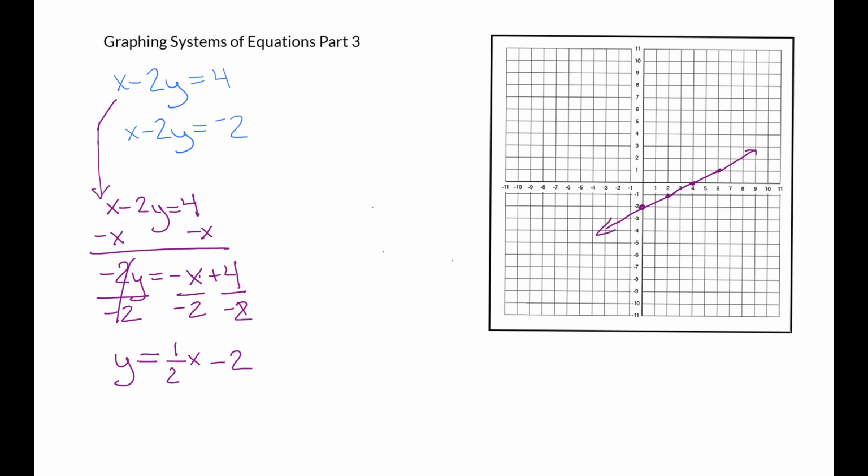All right, then for the second equation, I'm going to work that one out. So I've got x minus 2y equals negative 2. Now, some of you may see how this is going to work out, but if you don't, that's okay. Let's just keep going, putting this in slope-intercept. So I subtract the x from both sides. I've got negative 2y equals negative x minus 2. I'm going to divide both sides by a negative 2.